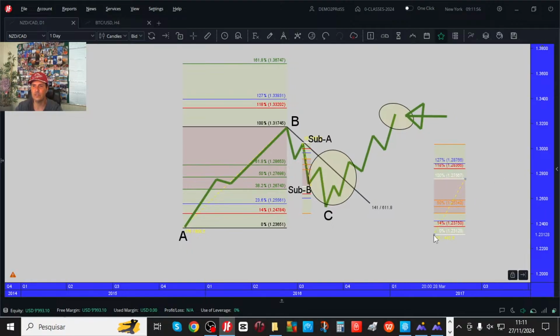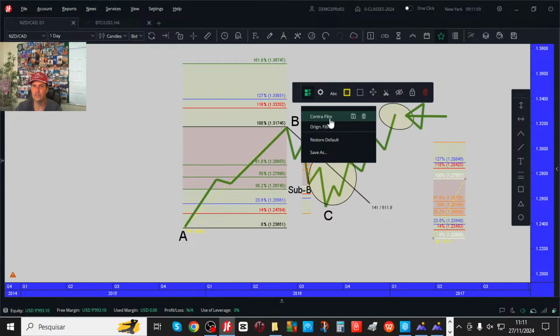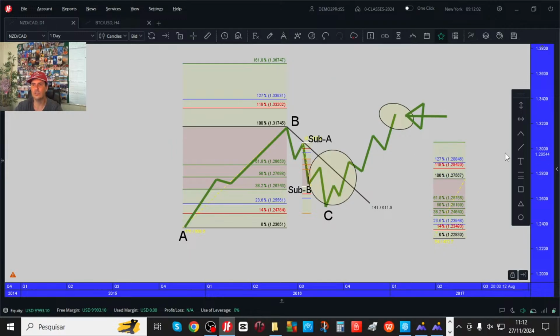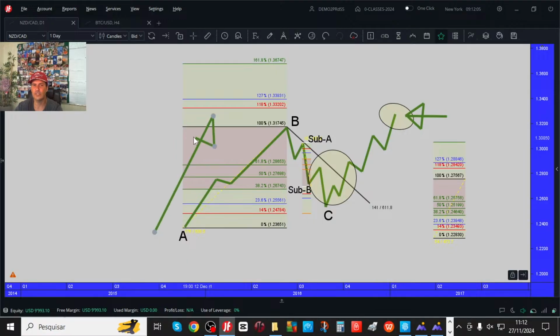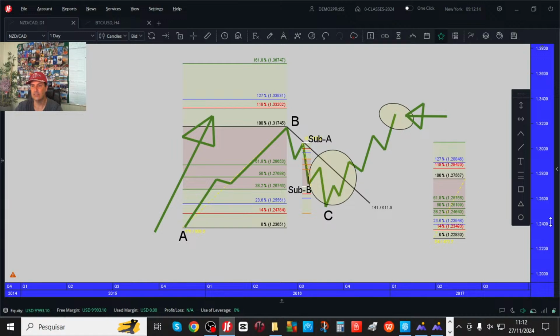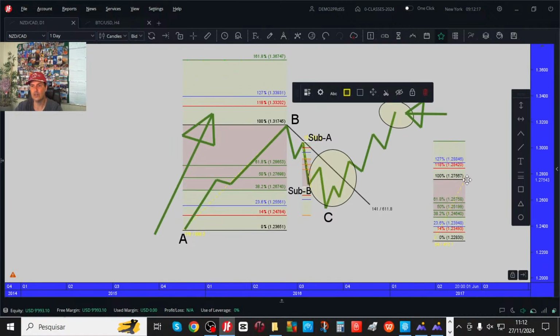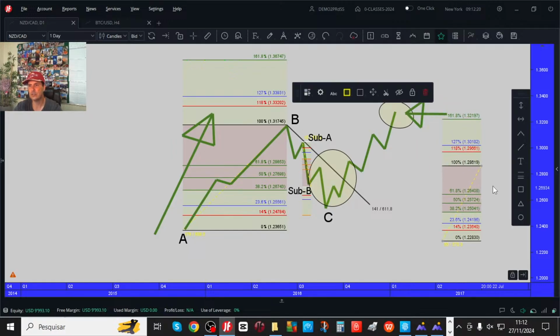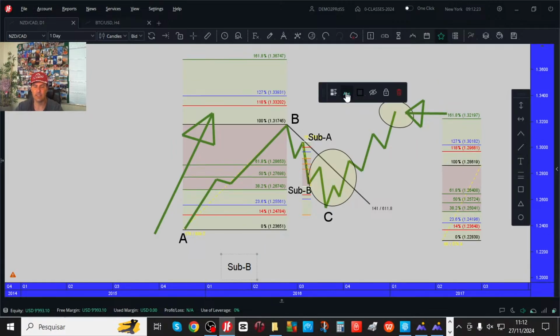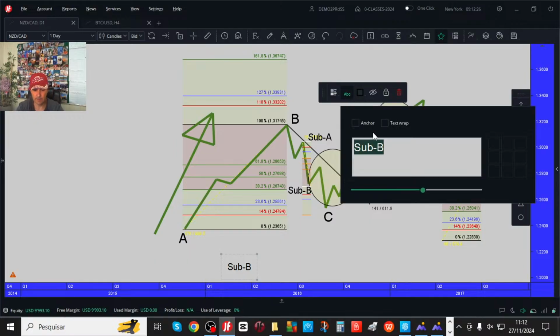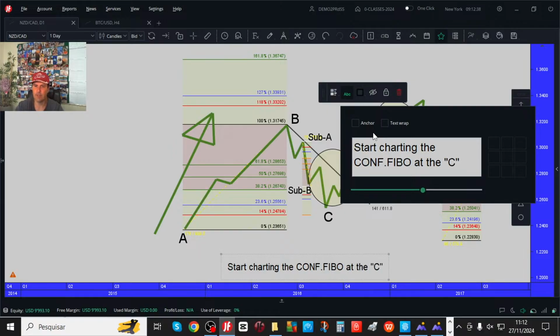The confirmation Fibonacci is nothing more than the Fibonacci that goes in the same direction as the original one. And it has the same colors too. Okay, everybody? Now, rules to chart the confirmation Fibonacci. You start charting the confirmation Fibo at the capital C. Alright, everybody?